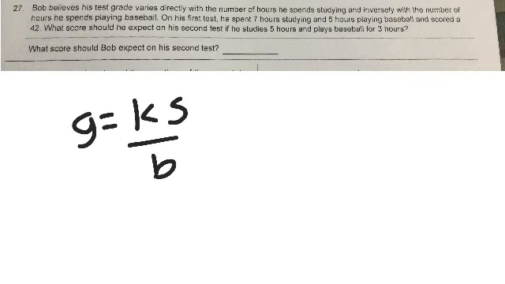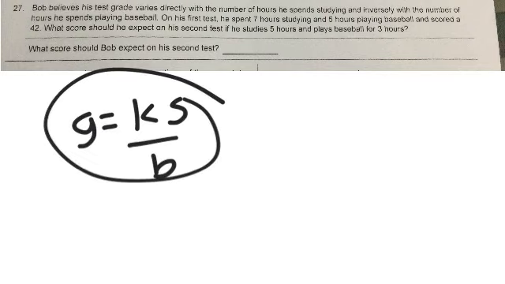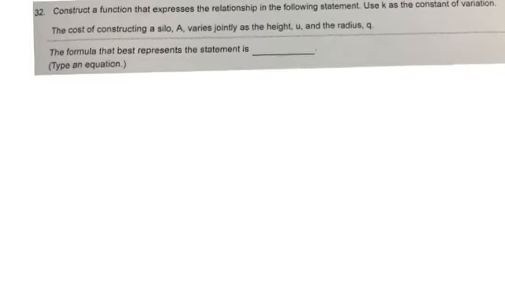Okay, so this one works the same as the problem before, so I'll show you the setup and then I'll let you do the math. Bob believes his test grade varies directly with the number of hours he spends studying, and inversely with the number of hours he spends playing baseball. So that would be the setup, and then just do the same thing we did on the last problem.